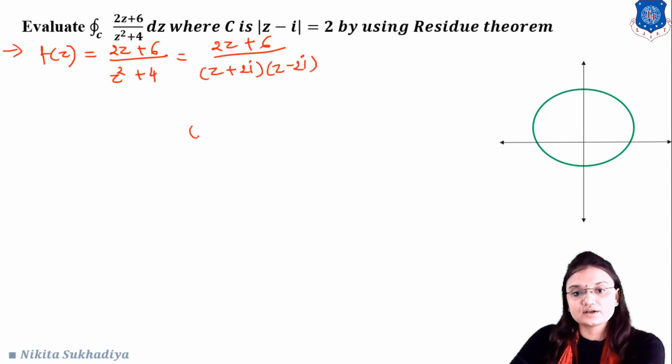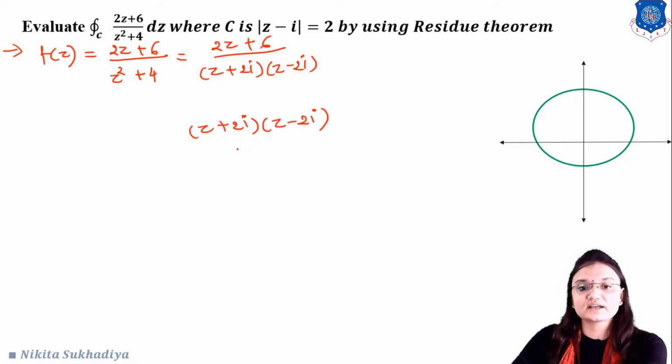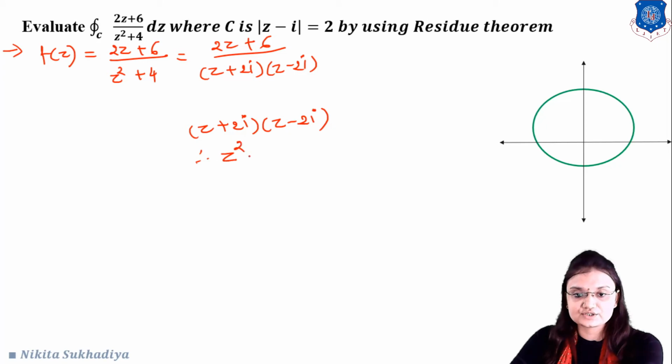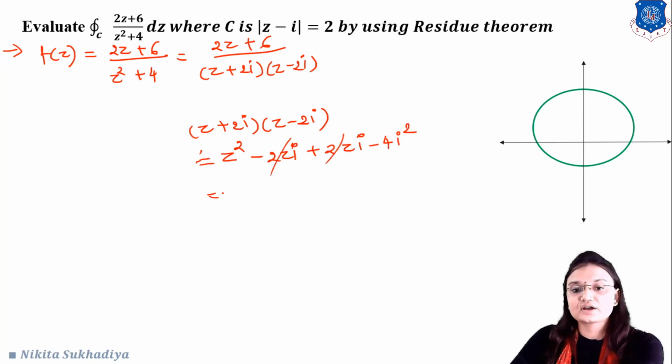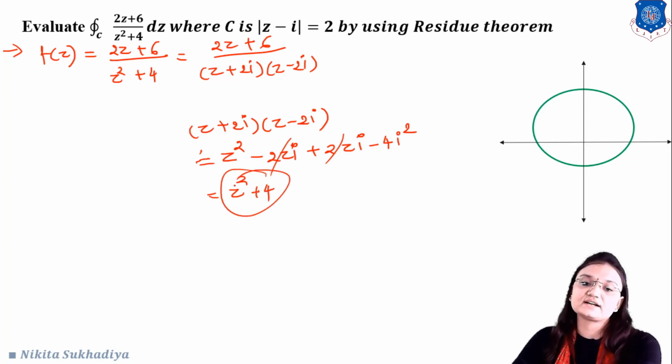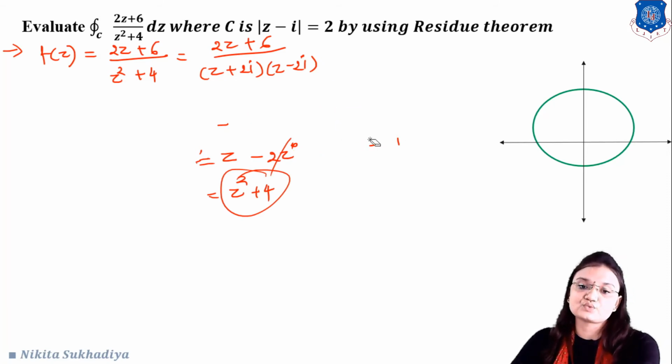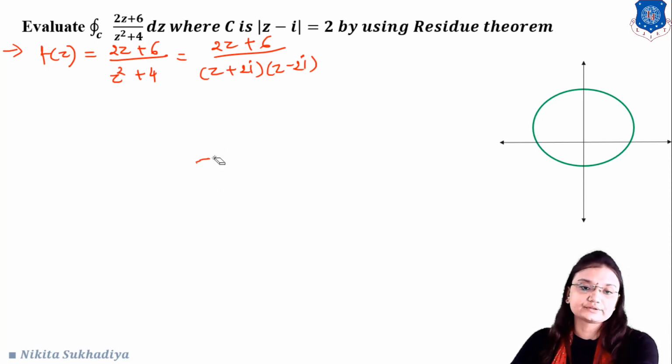Let's check. If we multiply these two brackets (z plus 2i)(z minus 2i), this will become z square minus 2iz plus 2zi minus 4i square. Okay, this cancels out. So now we will get z square, and i square is equal to minus 1, so this will become z square plus 4. So we can write z square plus 4 is equal to (z plus 2i)(z minus 2i). Okay, now we have 2 points.